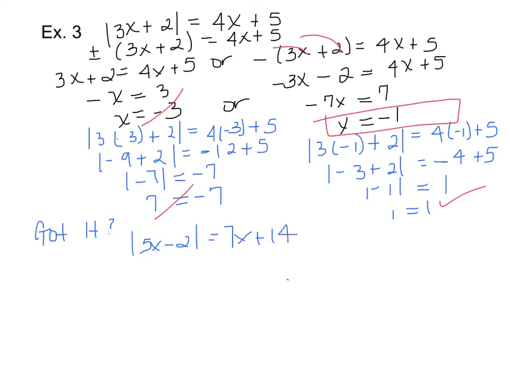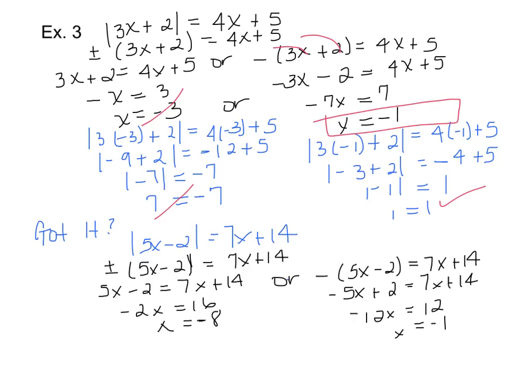Okay, and don't forget to check your solution. Okay, so the absolute value was already isolated, so you can go ahead and set up your two equations. And on the left side, I got x equals -8. And on the right side, I got x equals -1.